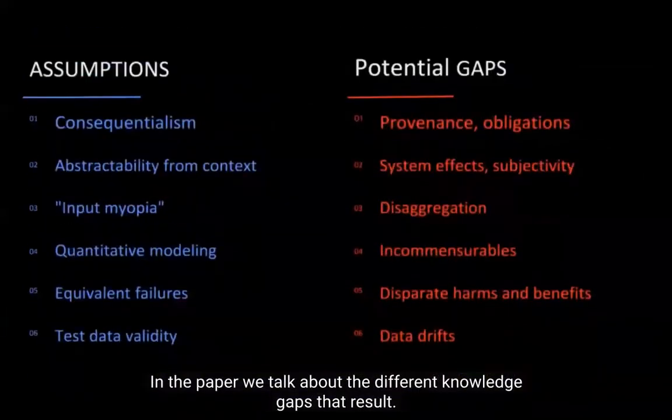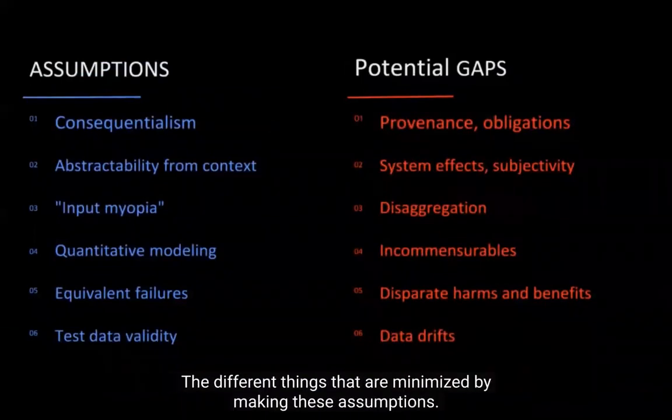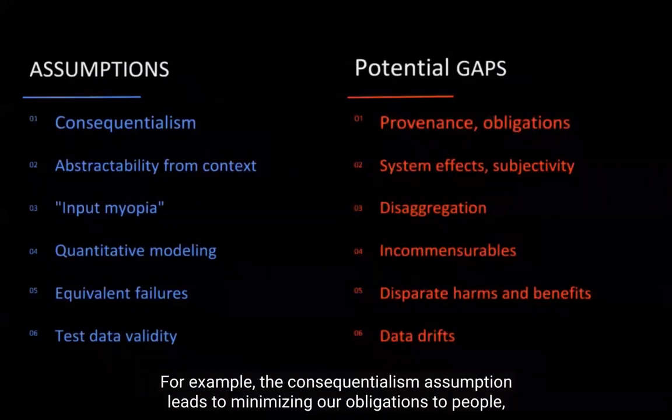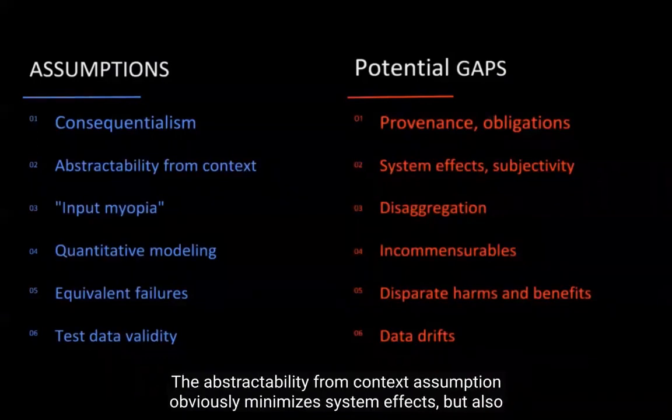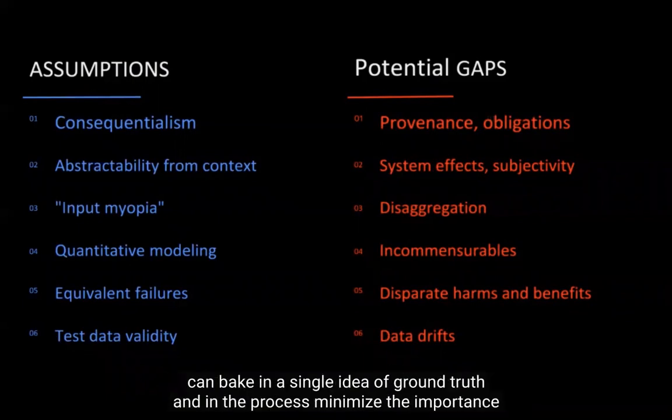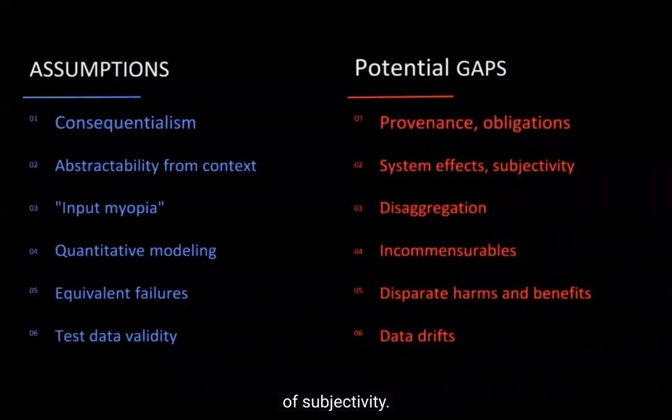In the paper, we talk about the different knowledge gaps that result, or the different things that are minimized by making these assumptions. For example, the consequentialism assumption leads to minimizing our obligations to people, for example, obligations towards people whose data we may be using. The abstractability from context assumption obviously minimizes system effects, but also can serve to bake in a single idea of ground truth and in the process minimize the importance of subjectivity.